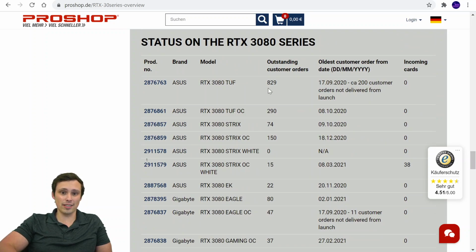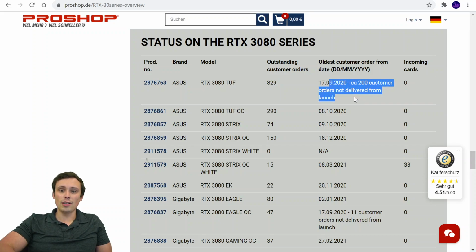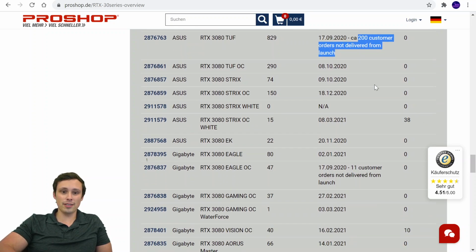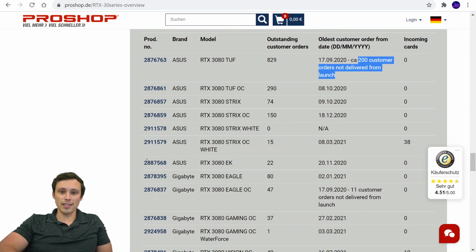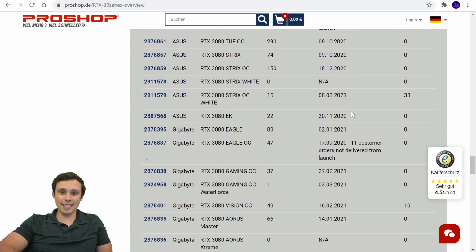How's the 3080 series looking? Notice that once again, the Tufts series, which I'm pretty sure is one of the closest models to MSRP, has a huge number of outstanding orders, going all the way back to launch. 200 customer orders not delivered from launch. Yeah, all the way back to launch, none incoming, huge numbers outstanding. So clearly not producing a whole lot of the low margin cards, and the higher margins are where the production's happening. Again, we've got a lot of 2020 dates here, guys. A lot of 2020 dates.